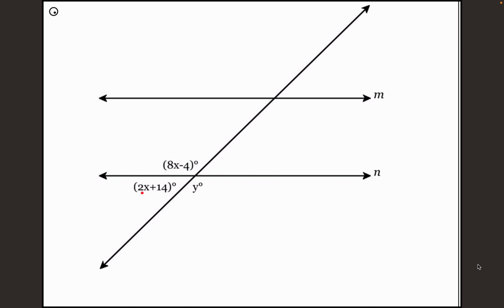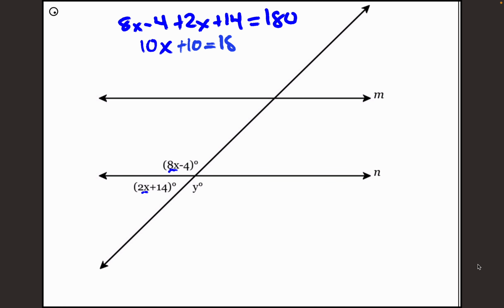So if I have an x here and an x here, how would I set this up to solve for x? Perfect, because these are supplementary. So we need to add them together and equal it to 180. When I do that, I'm going to add my x's first. So I have 10x. Then I need to do my negative 4 plus 14. That's going to be 10x plus 10 equals 180.